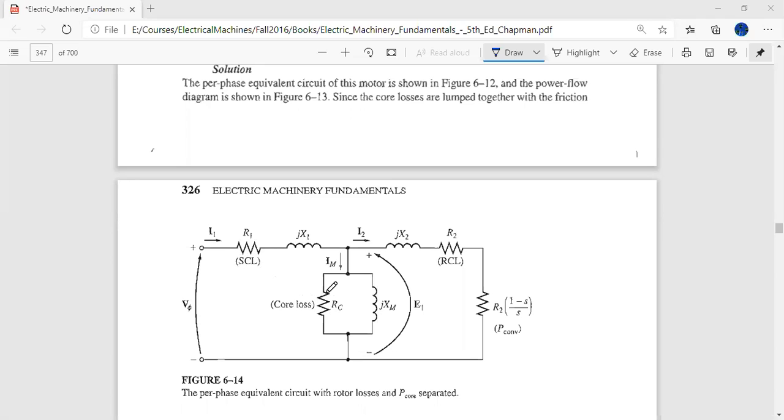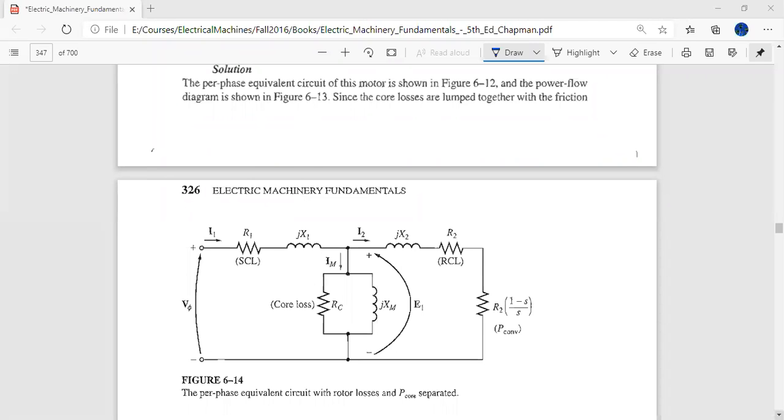Similarly, if you want to find the core loss, it will be equal to E1 square divided by Rc times 3. If you want to find the three-phase rotor copper loss, it will be 3 times I2 square times R2. And if you find the converted power, it will be equal to 3 times I2 square multiplied by R2 into (1 minus s) over s. So this will give you the three-phase converted power.